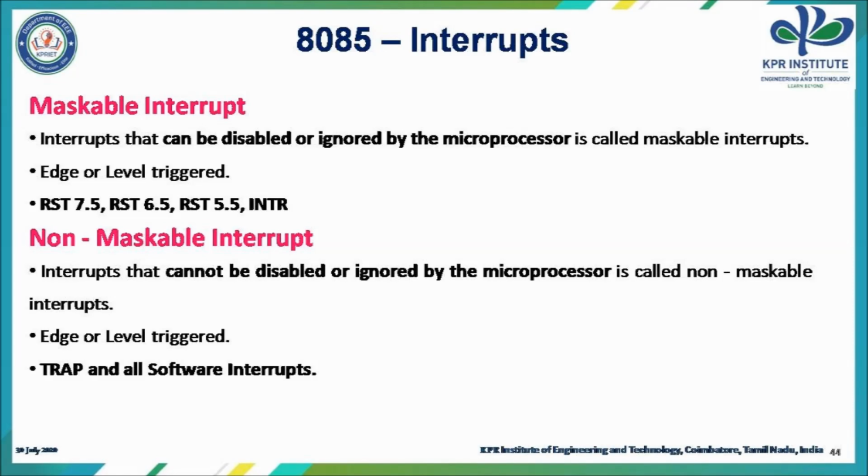The other way in which 8085 interrupts can be classified is maskable and non-maskable interrupts. Maskable interrupts are nothing but the interrupts that can be disabled by the microprocessor. These interrupts may be either edge or level triggered. The hardware interrupts RST 7.5, 6.5, RST 5.5 and INTR are maskable interrupts.